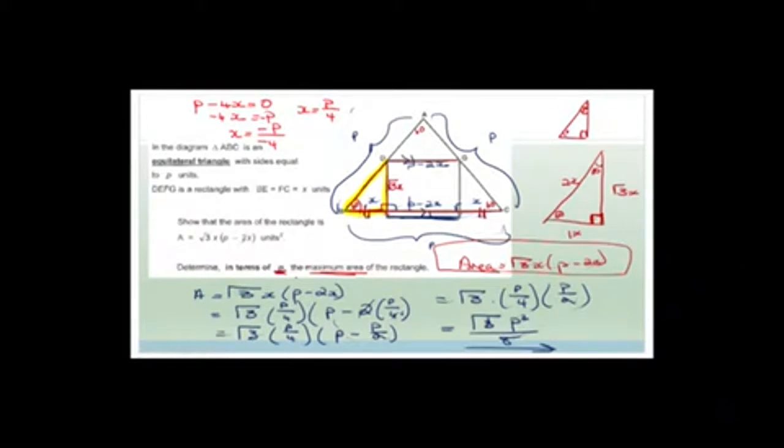For the maximum area. So how did we do that? Remember what we did. We find dA by dx, you let it equal 0, you solve for x, and we find that x equals p over 4 for maximum area. We then have to substitute that back into the equation of the area to actually find what the maximum area of the rectangle is.